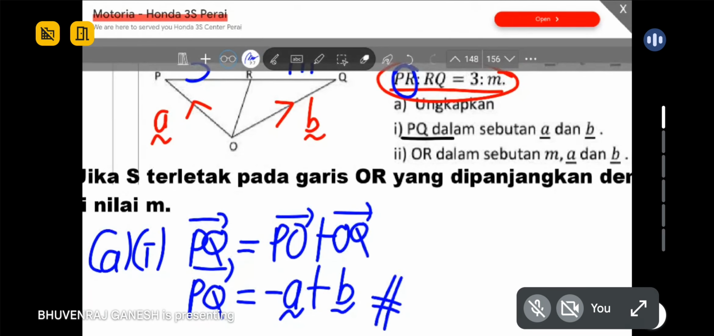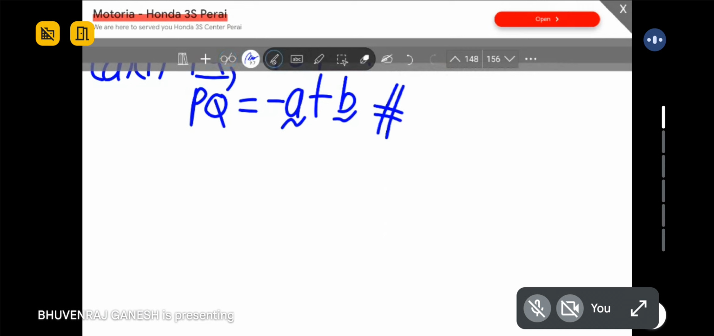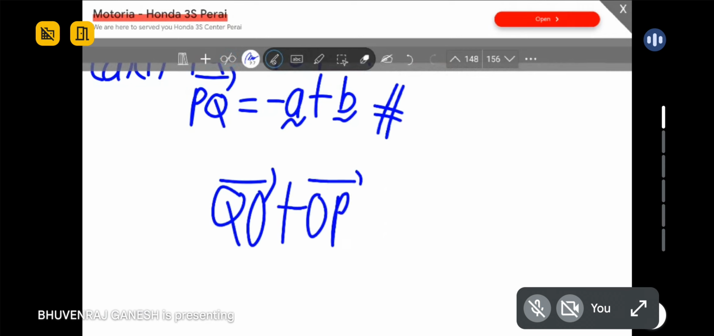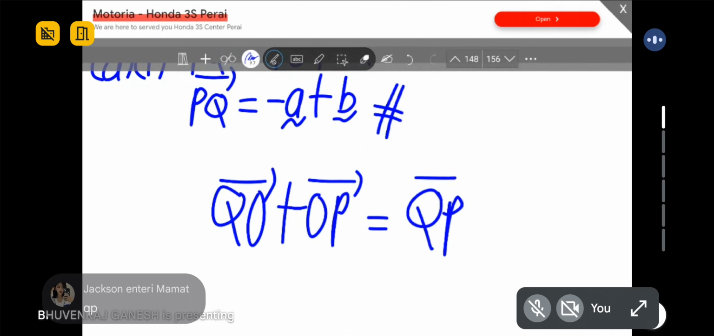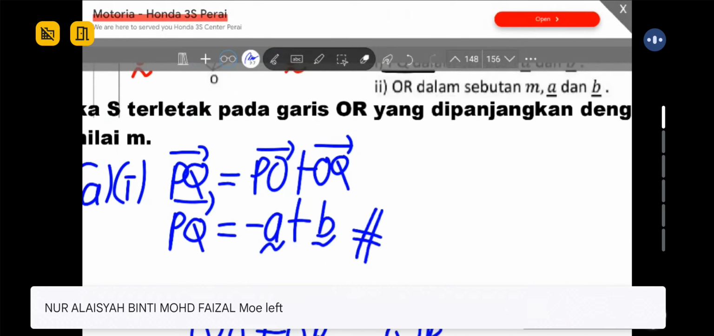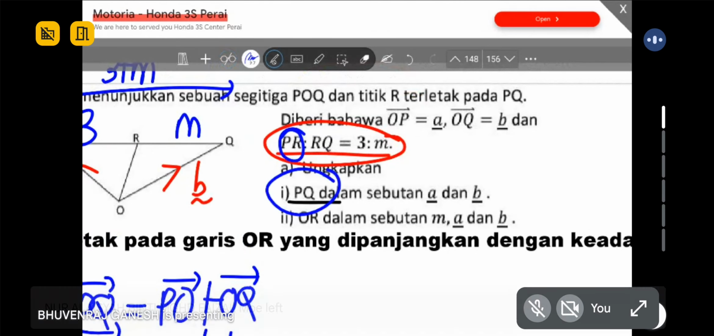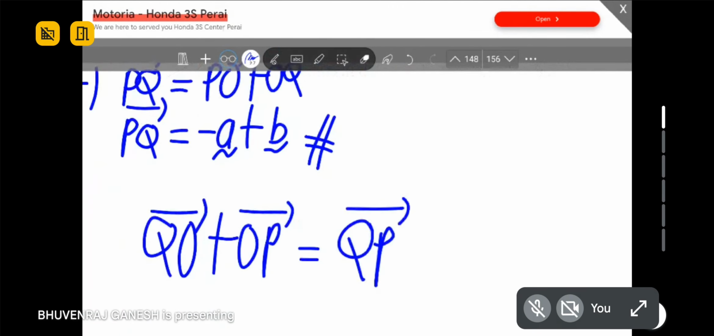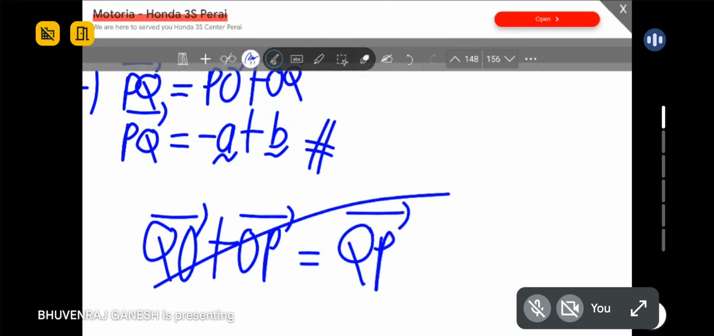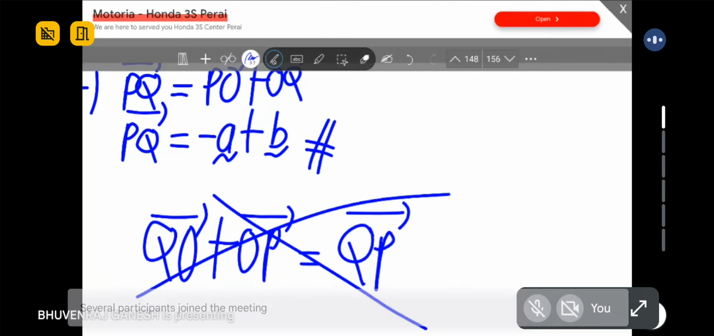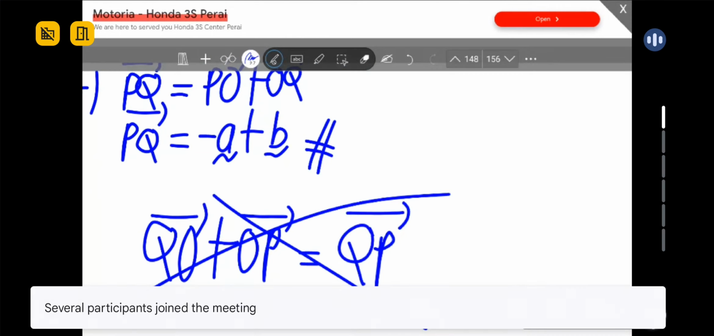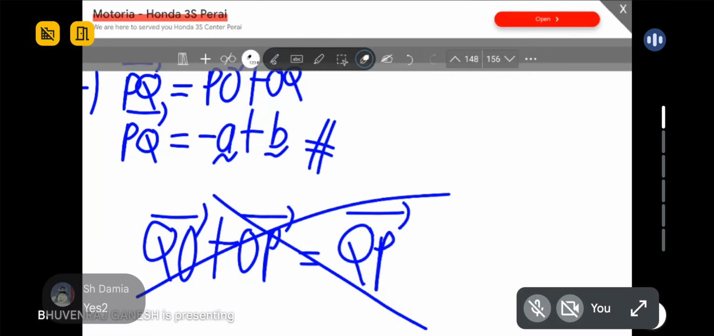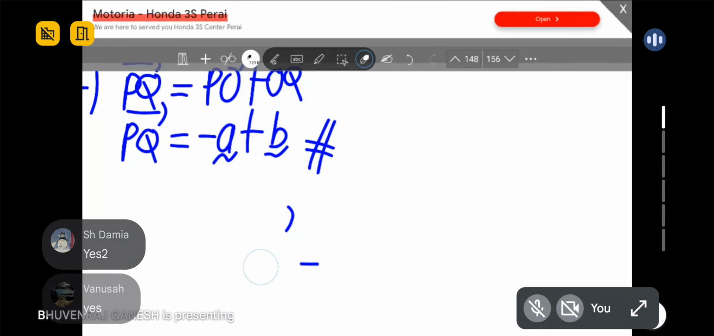How about QO plus OP? If QO plus OP, guys, can you all tell me what is the answer you get? Sama dengan apa? Yes, you will get QP, guys. But the question asks you PQ. Can you guys see that? Soalan tanya PQ, bukan QP. So this one is wrong. Salah. Understand? Can get the concept, guys? Dapat apa yang saya sampaikan? So that's how you solve part A1.